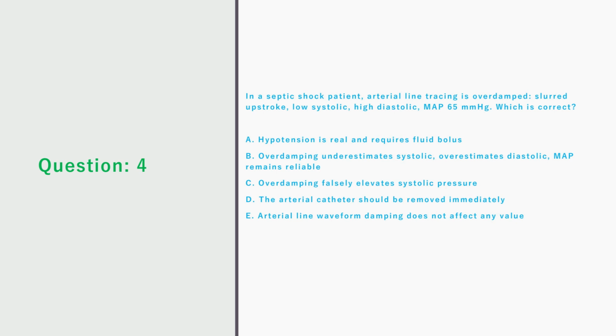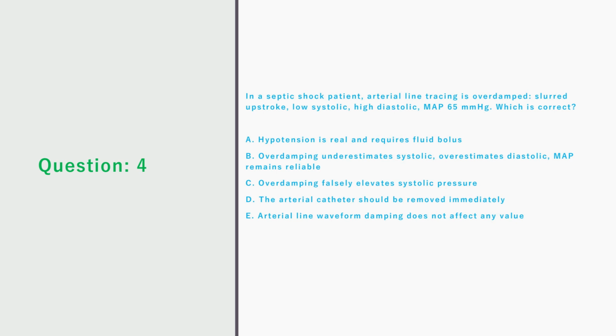Question 4. In a septic shock patient, the arterial line tracing is overdamped. Slurred upstroke, low systolic, high diastolic, MAP 65 mm of mercury. Which is correct? Option A. Hypotension is real and requires fluid bolus.